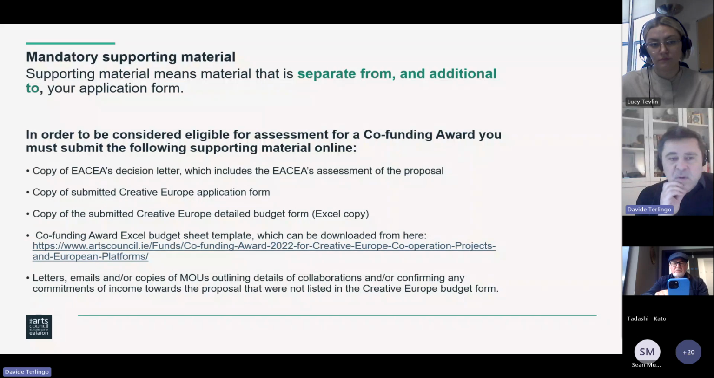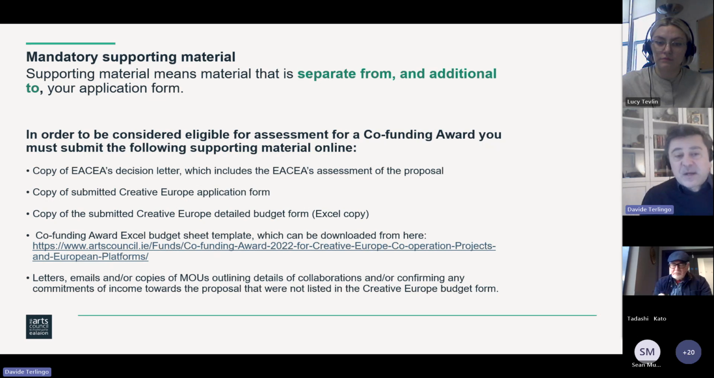What is required as mandatory supporting material for this program? There is a section in the guidelines that is very important to tick. There are quite a large number of applications submitted to the Arts Council that unfortunately we cannot assess because some of the required supporting material is not included with the application. That happens unfortunately more often than it should.